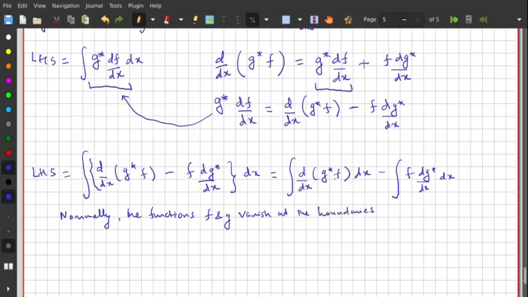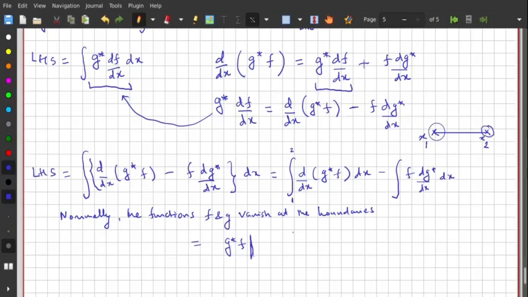Okay, so therefore you will see this term goes to 0, because this becomes just g star f at the boundaries. So let's say this is integrated between 2 points 1 and 2, and that is the domain boundary. Let's call them x1 and x2. At these 2 points, the functions themselves have to vanish. So f of x1 has to be 0, f of x2 has to be 0.